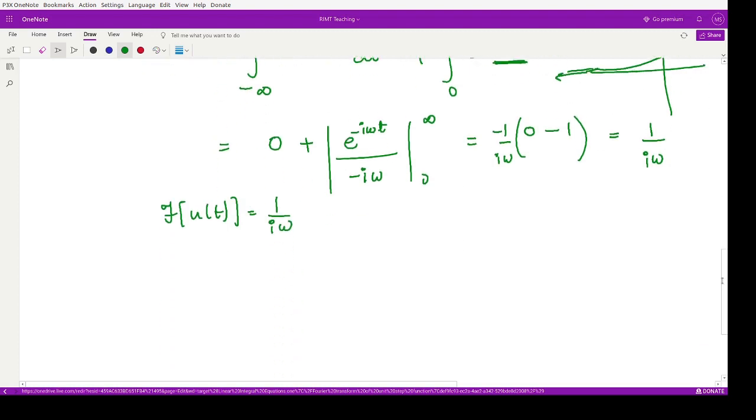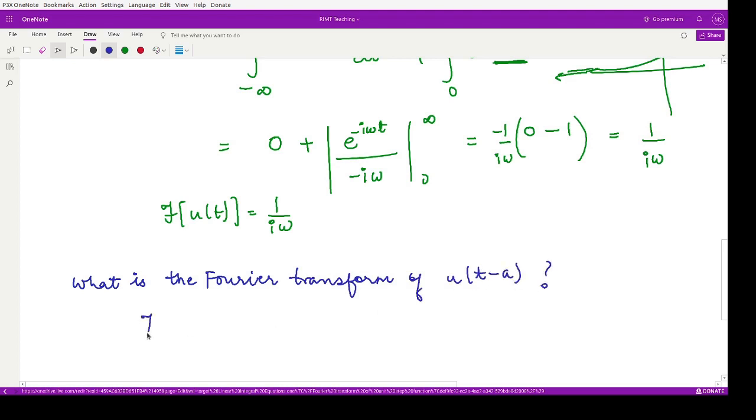So now let us see what is the Fourier transform of this displaced function u of t minus a. So we are interested to calculate the Fourier transform of u of t minus a. So what is this? We can again use the definition. So it would be the integral of u of t minus a times e to the power minus iota omega t dt.